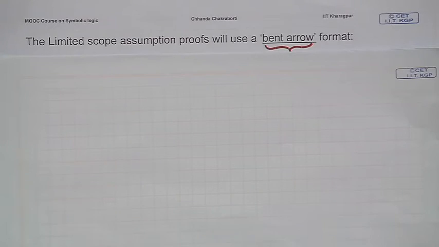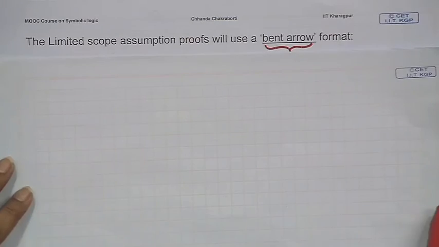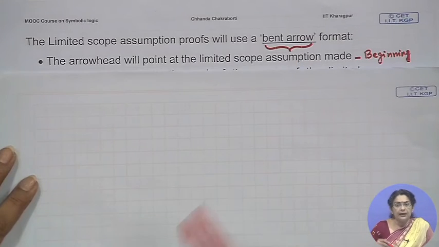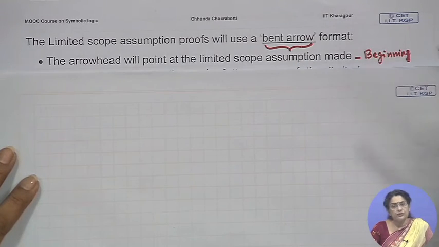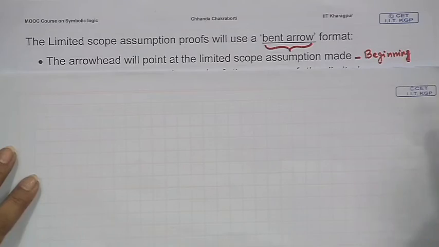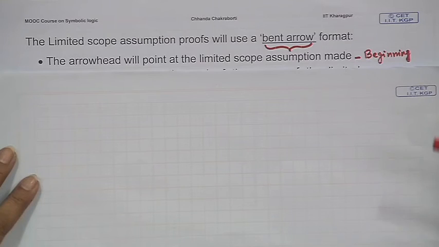Let us talk about the format now, and all the limited scope assumption proofs will follow a bent arrow format. Bent arrow, that is bent. How, we will show you in a second. What it will do is that you are going to start an arrow where the scope of the assumption starts. And remember what I said, that by default the assumption lies within its own scope. So, wherever you are making the assumption, that is where the scope of the assumption also starts, right, because the assumption is included within its scope.